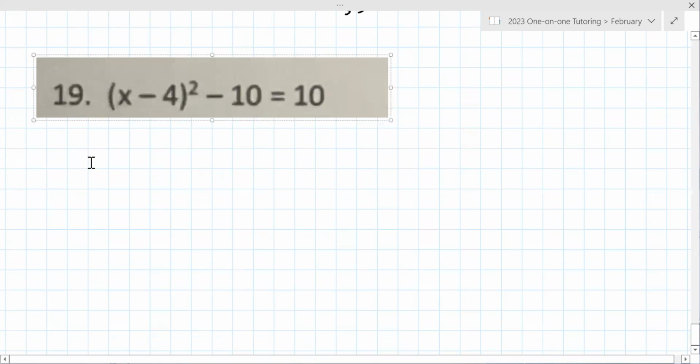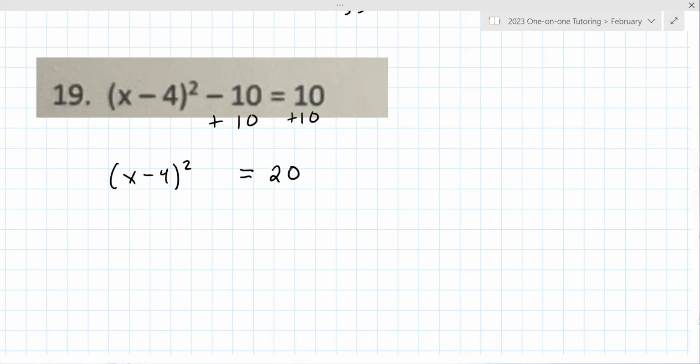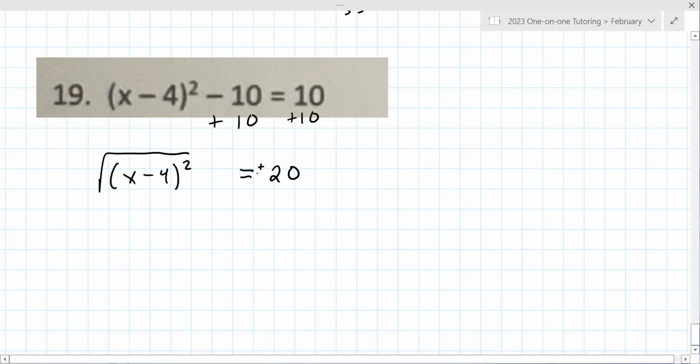Number 19 here has elements of everything we've been doing, so it's a good synthesis question. Your goal is to isolate the x minus 4 squared. That means you've got to add 10 to both sides of the equation. So x minus 4 squared equals 20. Do you see that? You're just isolating it. Now you're going to take the square root of both sides. We've been doing this a bunch: square root of the left plus or minus the square root of the right.